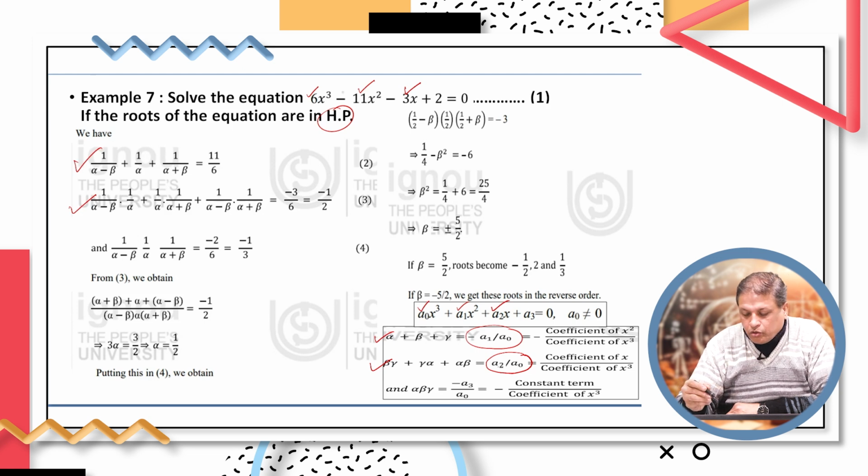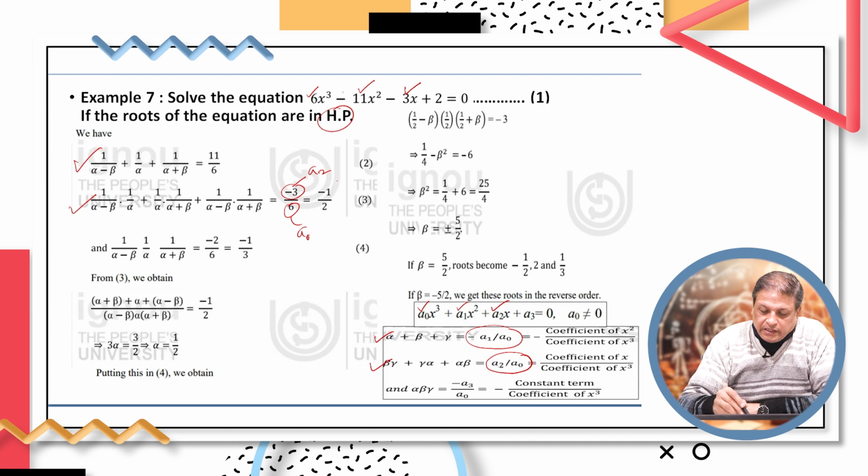So, the coefficient is minus 3. So, a2 is minus 3 and a0 is 6. So, as a result, the answer will be minus 1 by 2. Similarly, the third identity, the last identity, says that alpha beta gamma should be equal to minus a3 by a0.